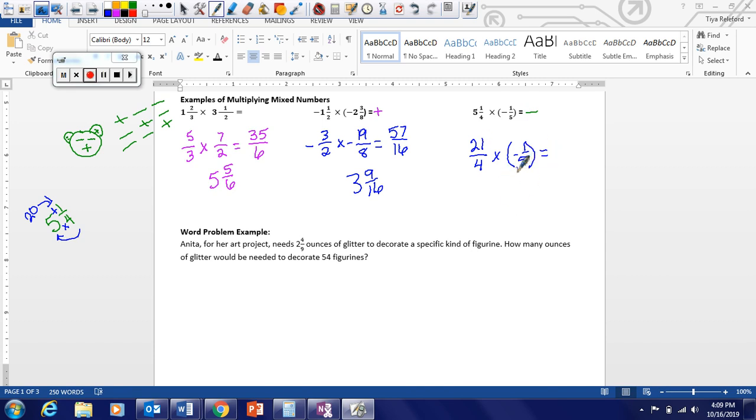I cannot simplify 21 and 5 or 4 and 1, so I'm just going to multiply straight across. 21 times 1 and 4 times 5. Now it's just a little bit improper, so I'm going to simplify. Keep it as a fraction. Okay.